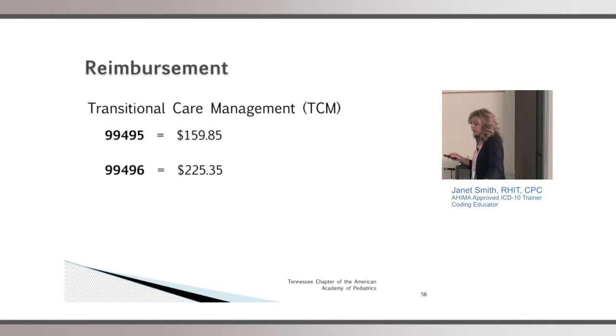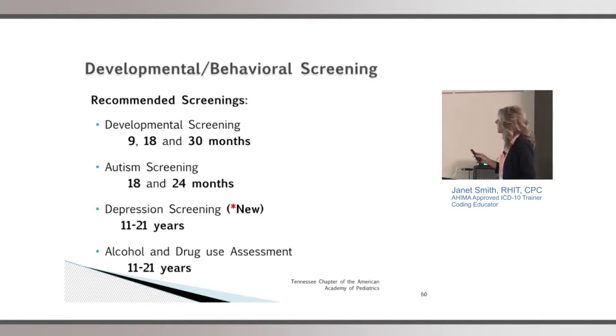So real quick, we'll talk about a couple of developmental behavioral screening codes. AAP recommends developmental and behavioral screenings at certain intervals or at other times if the need is there. So developmental screening at 9, 18, and 30 months, autism screening at 18 and 24 months, a new recommendation for depression screening, 11 to 21, and then alcohol and drug use assessment, 11 to 21 years.